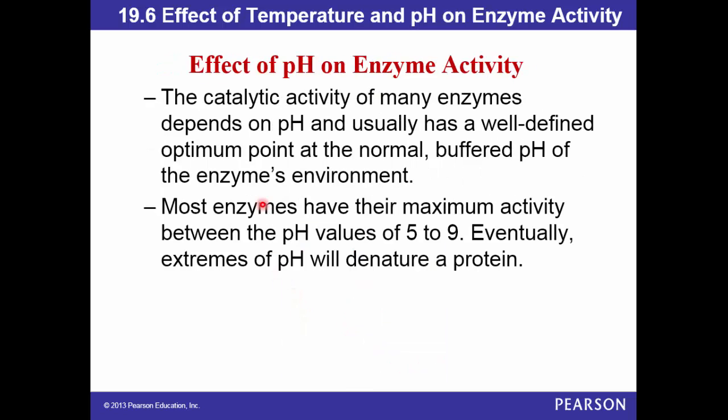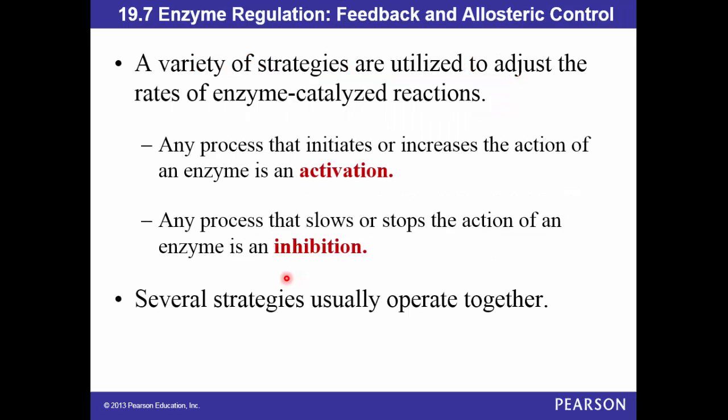So this is the effect. How about effect of pH on enzyme activity? The catalytic activity of many enzymes depends on pH and usually has a well-defined optimum point at the normal buffered pH of the enzyme's environment. Most enzymes have their maximum activity between pH values of 5 to 9. Eventually, extremes of pH will denature a protein again. So high and low pHs denature the enzyme.